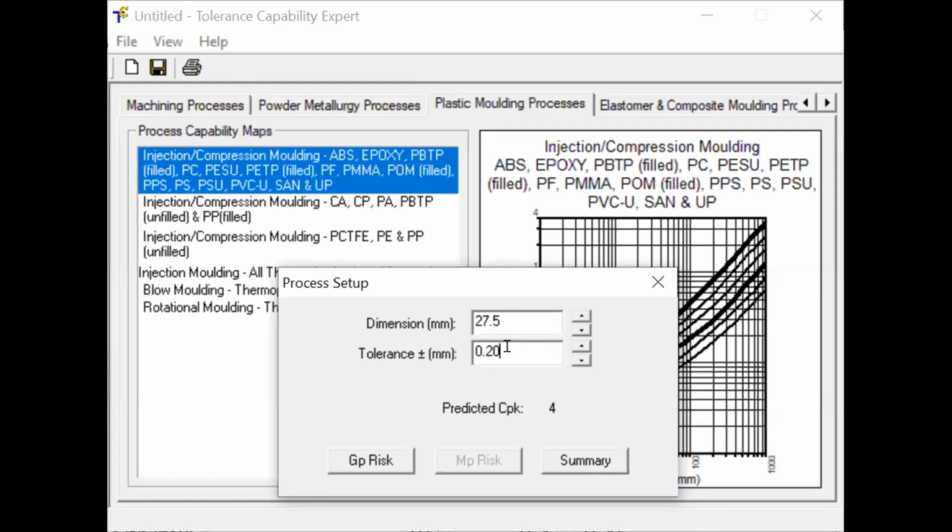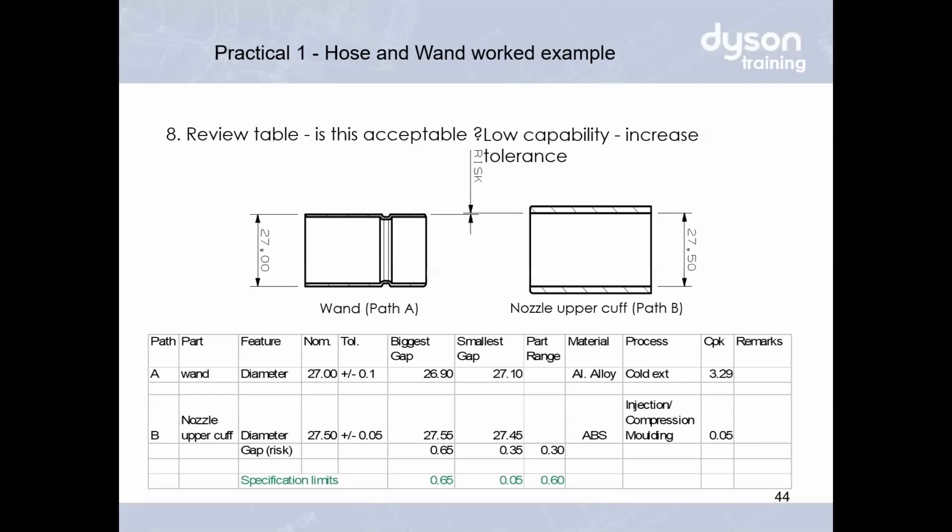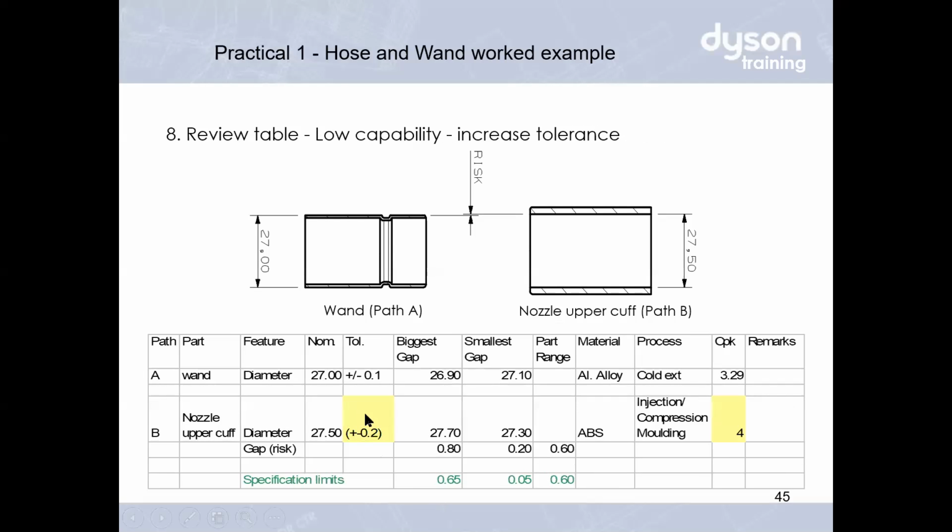Why 0.2? If 0.2, then my CPK is 4. So I change to 0.2 and I get 4.